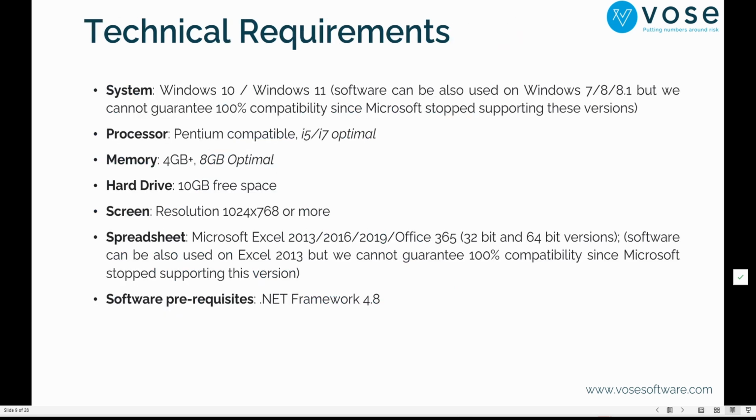Technical requirements: Windows 10 or 11, any Pentium compatible, hopefully an i7 or an i5. Memory, 4 gigs is enough. 8 gigs is optimal if you have big models, or if you plan to use different models open at the same time. I would say 16 gigs is good, so you can achieve optimal performance. Hard drive, we're not a space eater, and of course your models mostly are the ones that are going to occupy the space. Then we have a screen resolution, which is pretty much standard, software prerequisites like .NET 8, 4.8. And we're compatible with Microsoft Excel 2013, 16, 19, and now Office 365. I'm going to do the demo in Office 365.